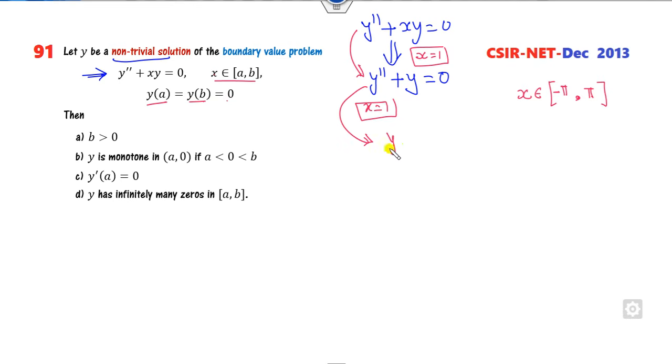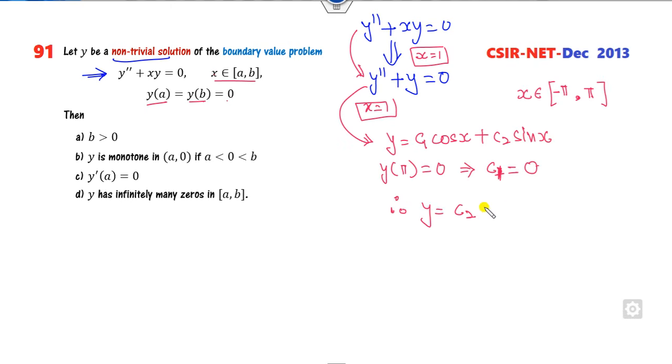So what is the solution of this? C1 cos x plus C2 sin x. And what is the condition, y of pi is 0? y of pi equal to 0 means C1 sin 0 is 0, so C1 is 0. So what is the solution of this? C2 sin x. Fine. Now clearly, A is minus pi, B is pi, B is greater than 0, satisfied.